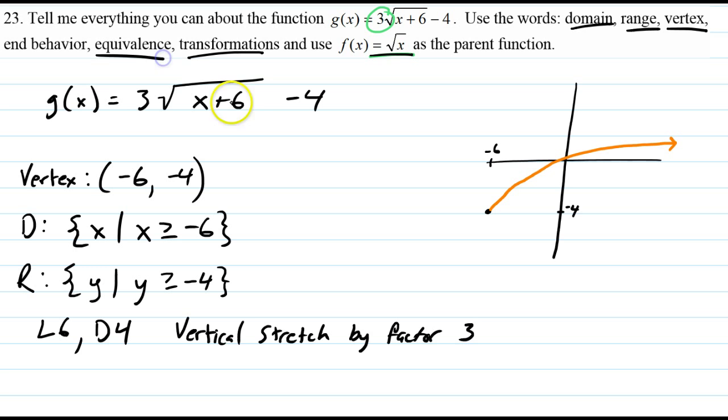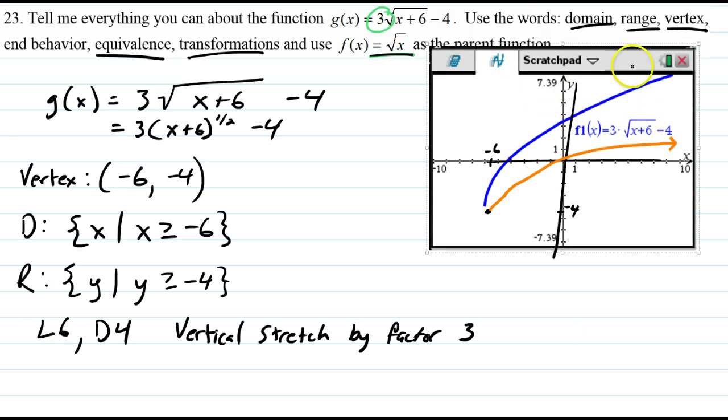Now the equivalence, is there another way that we could write this? We can also write this as 3 times x plus 6 to the 1/2 minus 4. So I graphed this on the calculator and put the screenshot in. You can see that my graph was not the best graph in the world, but it's actually the blue line. And so I should have stretched it a little bit more than I did. But that's not important. As long as you show that your graph is stretched, you're fine. But again, it shows that the domain starts at negative 6, goes on forever. The y values start at negative 4. So don't forget to use your calculator to help you out.